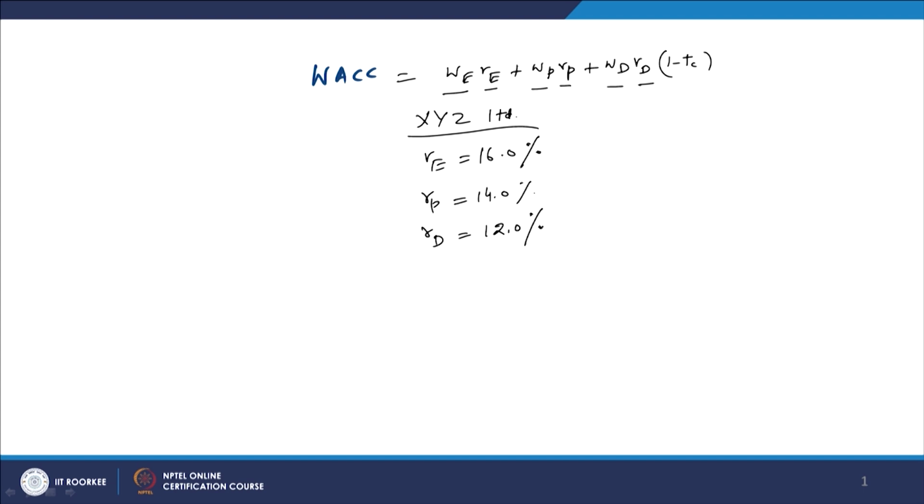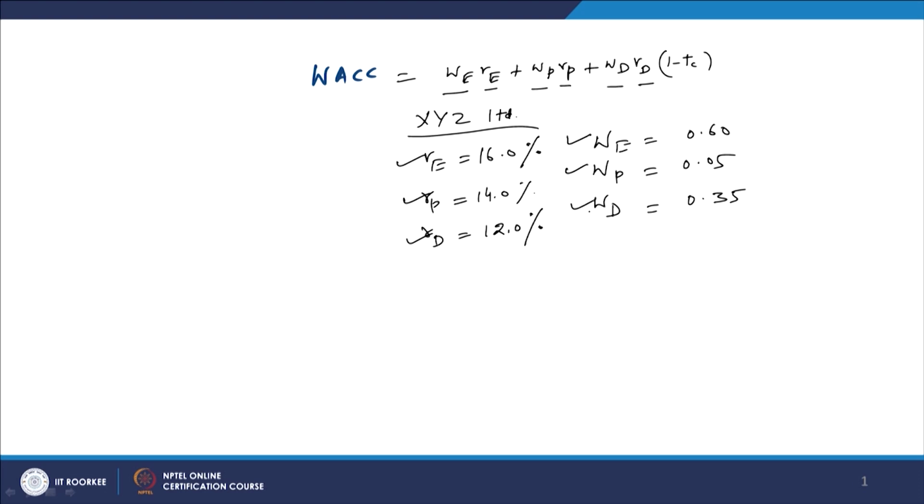So, these are the 3 different sources from where the funds can be arranged for this new investment proposal by XYZ Limited, and the different proportions are also given. WE is 60%, WP is 5%, and the proportion of debt is the remaining amount, 35%. So, these are the costs of the 3 sources and these are the weights: 60% from equity, 5% from preference capital and 35% from debt capital.